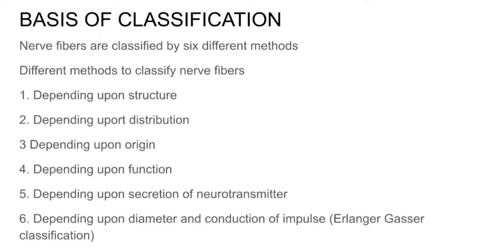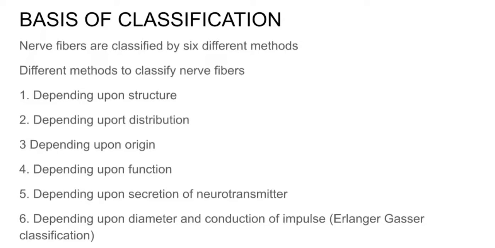Classification of nerve fibers. Basis of classification. Nerve fibers are classified by 6 different methods. So there are a total of 6 methods to classify the nerve fibers, depending upon structure, depending upon distribution, depending upon origin, depending upon function, depending upon secretion of neurotransmitter, depending upon diameter and conduction of impulse.